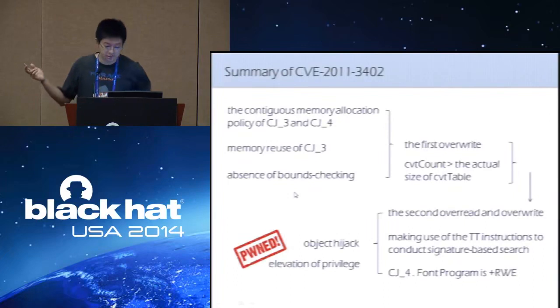The memory usage assumption, the reuse of CG3, and the absence of binder tricking lead to the overwrite. The first overwrite leads to a second overwrite. The second overwrite makes use of the TOCTTOU instructions to conduct a signature-based search, and the shellcode is copied to the kernel heap with read-write and RWE permissions.